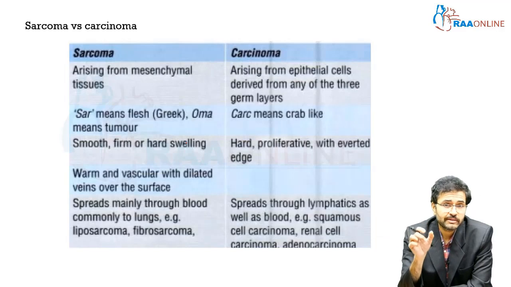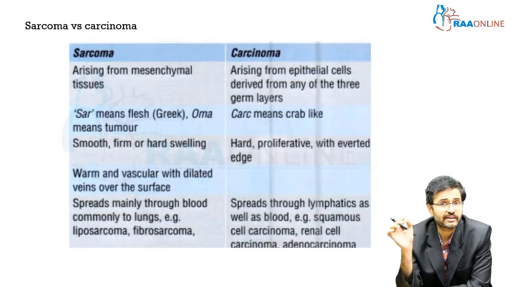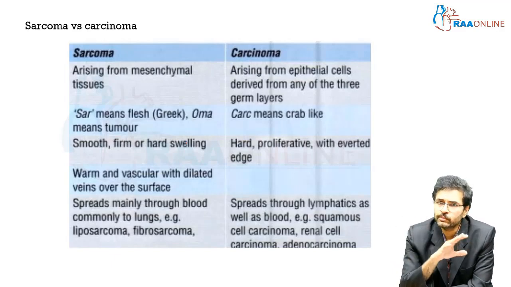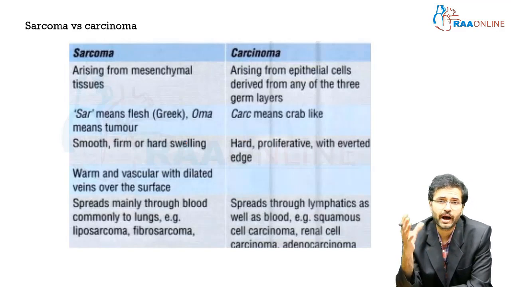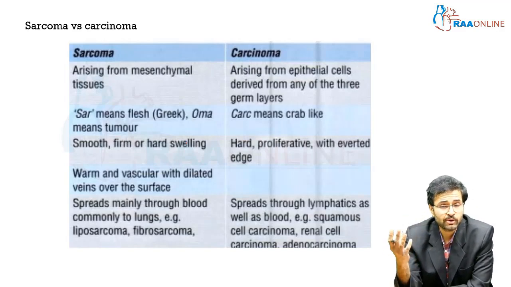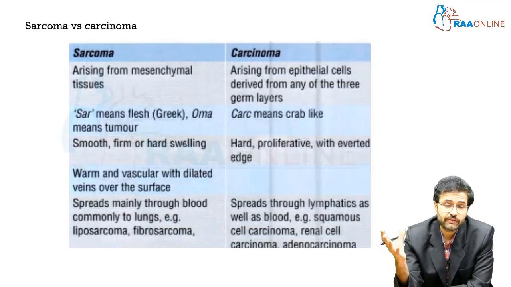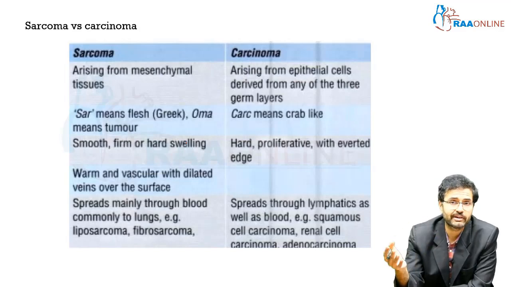Sarcoma itself means fleshy tumor, whereas carcinoma, in that C-A-R-C or cars, means crab-like. Sarcomas are usually smooth, firm or hard swellings, whereas carcinomas are usually hard, can be ulcerative, ulceroproliferative and have everted edges. For example, like a squamous cell carcinoma. The edges can be other than everted. You can also have rolled out edges like in basal cell carcinoma, etc.